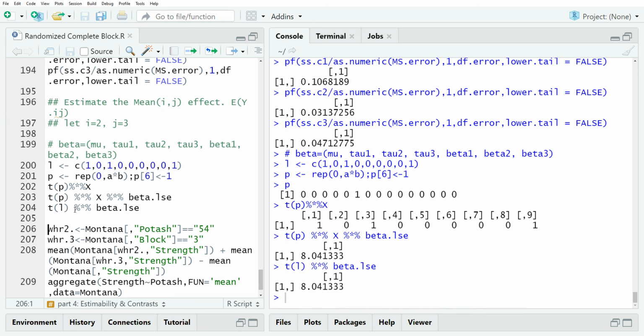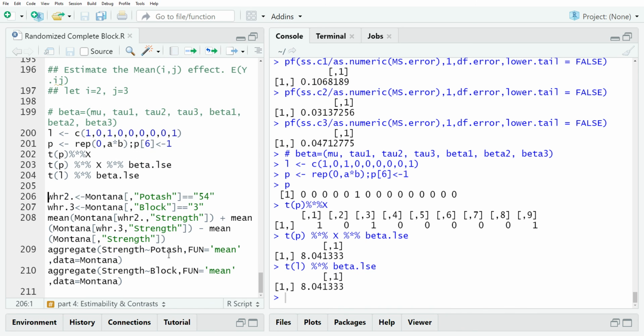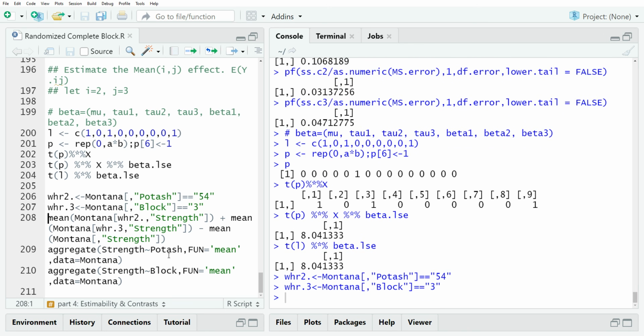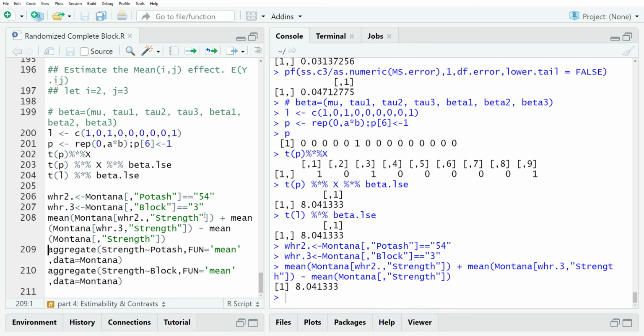And I do it two different ways. I just take the lambda times the least squares estimate of beta, or I take transpose rho times x. Now, to show you that it is indeed that, I calculate the mean in a different way. So we want the second level, which is potash 54. We want block 3. So we calculate the mean of 54. That's what this is. Then we calculate the mean of the third block. That's what this is. And then we subtract the grand mean. And notice we got the same thing, 0.04.